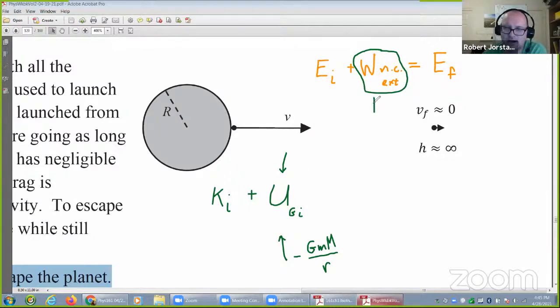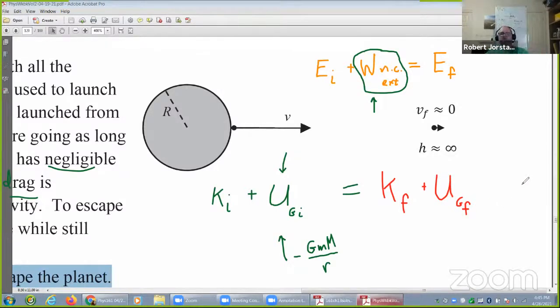What about the work done by air resistance? We're ignoring it. Woohoo! Negligible drag. So that's it. All right, so there we go. Two of these terms are equal to 0. Which two? What is one term that is equal to 0 in this equation? Definitely K final, because the final velocity equals 0.